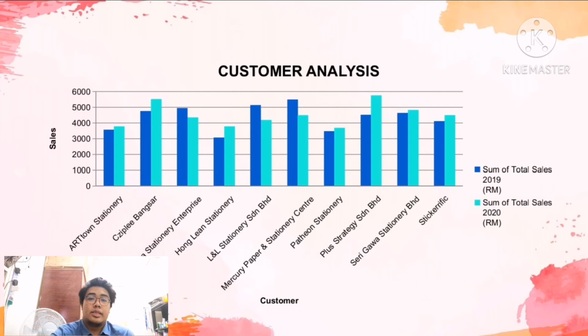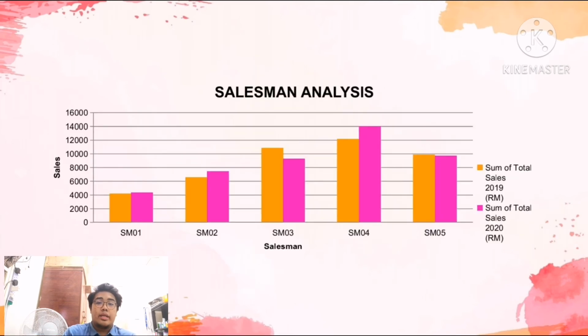Customer sales analysis. Based on the customer sales analysis, among us neighborhood got the highest demand from three companies in 2020, which are Plus Strategies neighborhood, Sizipli, Bangsa, and also Sri Jawa Stationery neighborhood. Meanwhile, for 2019, the biggest sale is from Mercury Paper and Stationery Center, L&L Stationery neighborhood, and also Ascent Era Stationery Enterprise.